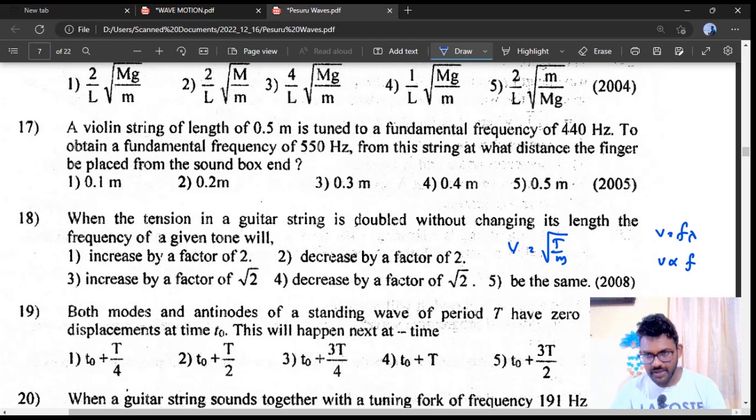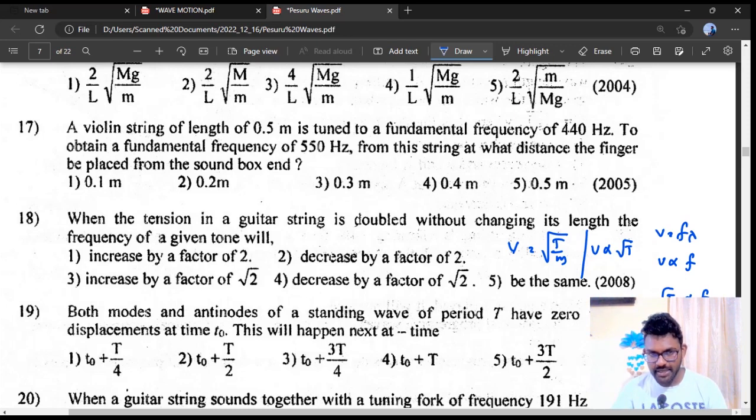Since the velocity is proportional to the frequency and the velocity is equal to root T over M, I can write it this way: velocity is proportional to root T, right? When the tension increases, the velocity of the transverse waves in a stretched string will increase by the root rule. Then I can write that root T is proportional to F, because velocity is proportional to the root of the tension and the velocity is proportional to the frequency that is being produced.